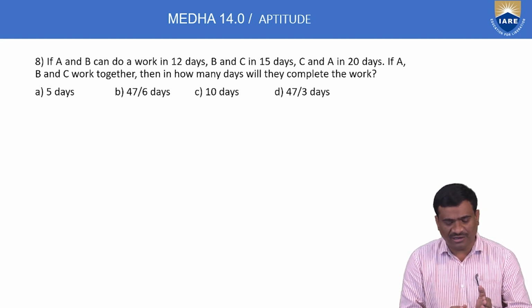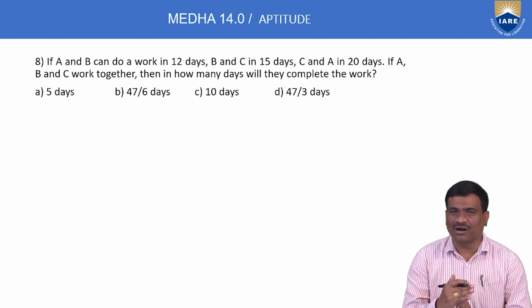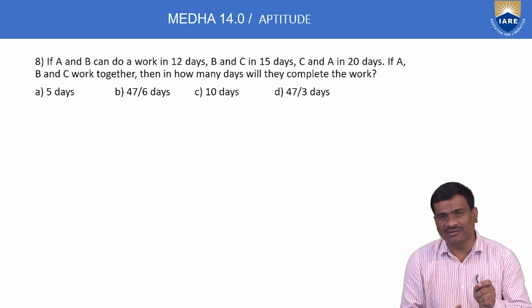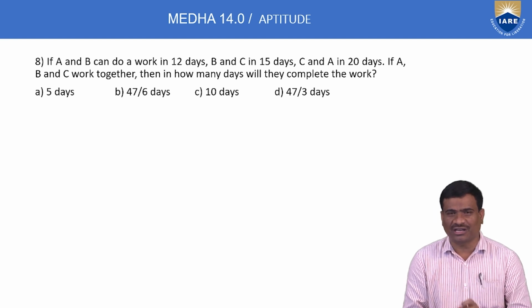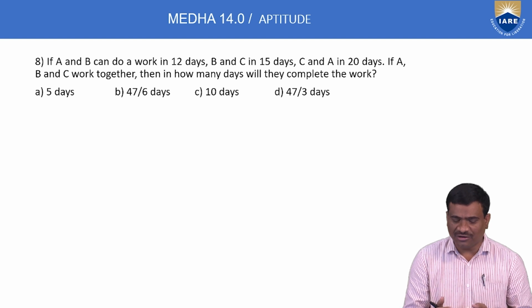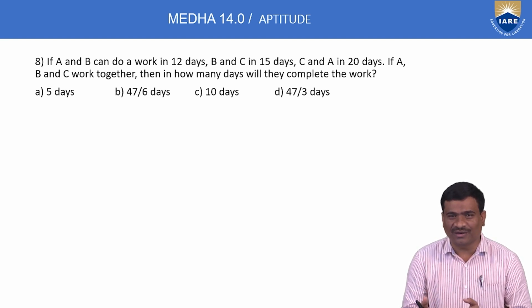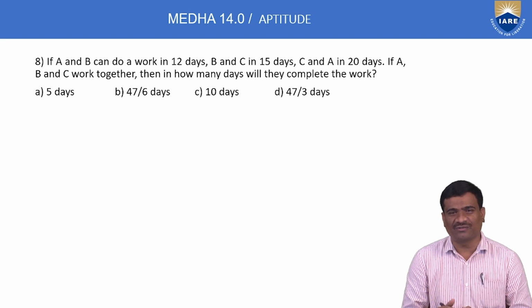Next, eighth example, again time and work concept method. A and B can do a work in 12 days. Time and work application: work is inversely proportional to the time. Apply the inverse method, which means A and B work 12 days. Convert into 1 day work, convert into inverse method.